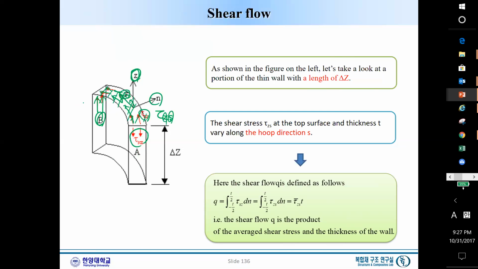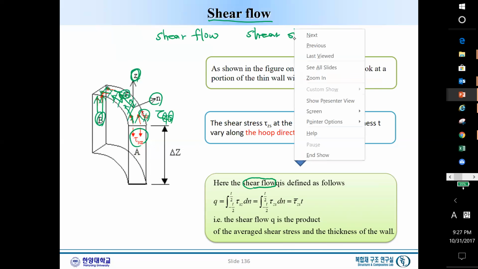Now here, before we move further, we would like to define a very important concept, which is the shear flow. What is a shear flow? What is the difference between shear flow and shear stress?